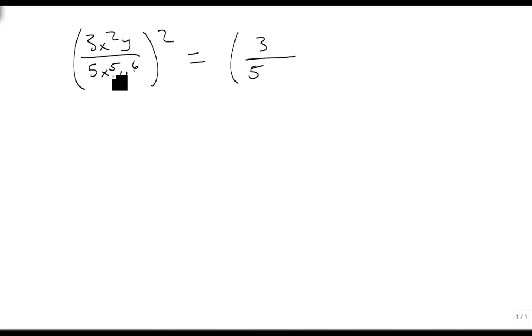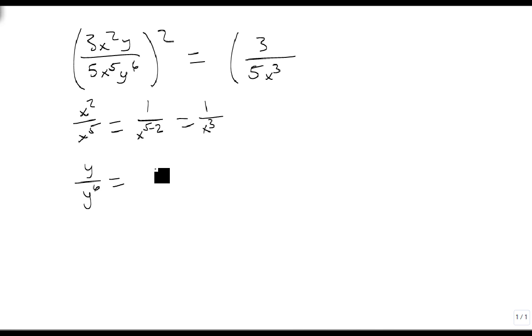Our x squared over x to the 5th, though, the 5 is bigger, so we're going to get 1 over x to the 5th minus 2, which is 1 over x cubed, which means I have x cubed on the bottom. And y over y to the 6th is the same thing. The 6 is bigger, so 6 minus the 1 that's there is y to the 5th, also on bottom, so it goes on bottom, and then we square.